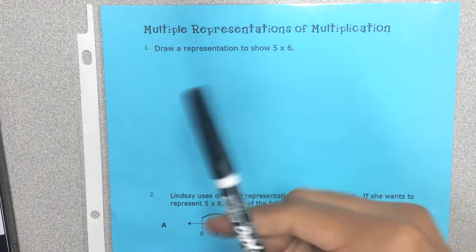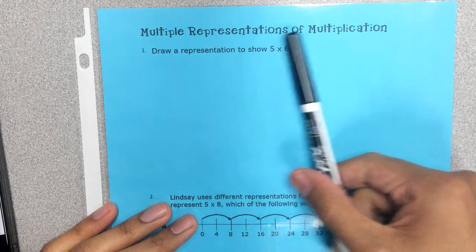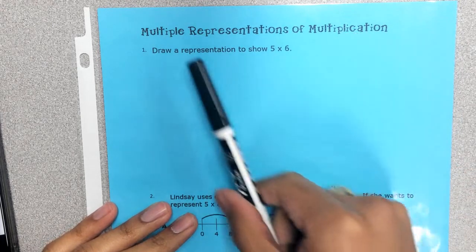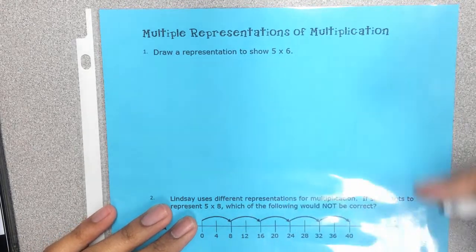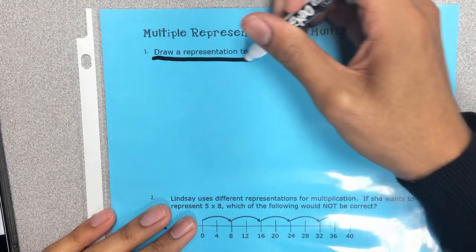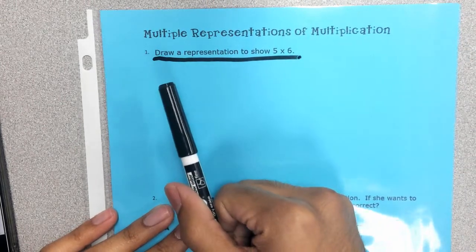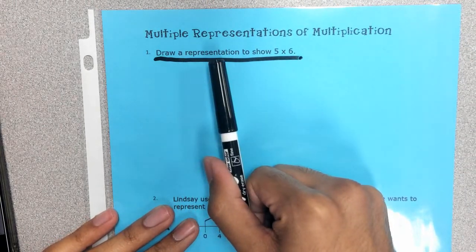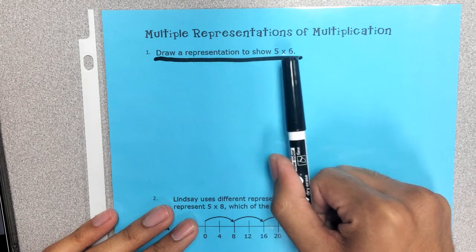Hi friends, go ahead and take out this paper called Multiple Representations of Multiplication. Looks like this. Let's start with number 1. I'm just going to go ahead and underline the sentence right here, and let's start reading it. It says, draw a representation to show 5 groups of 6.